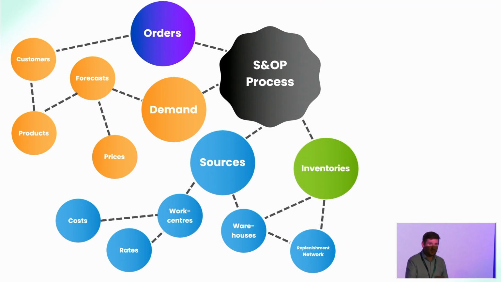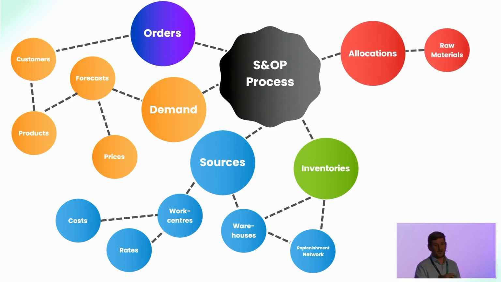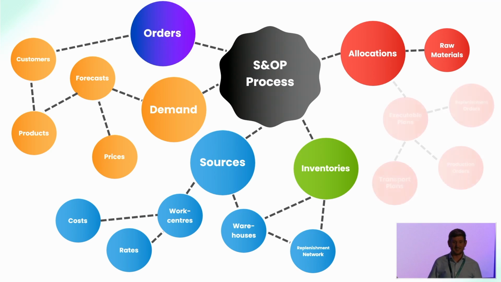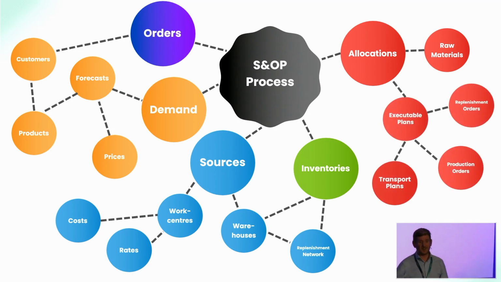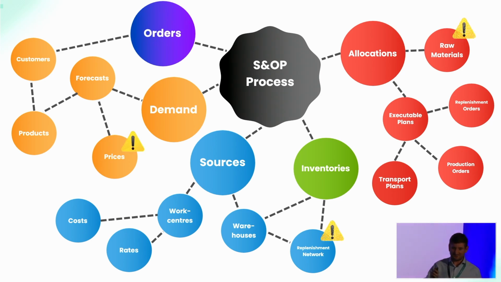We've got our opening inventories. The output of the processes are the allocations, the raw materials we need to acquire for the process, and eventually the executable plans. So our replenishment orders, our production orders, and our transport plans. And this is before the volcanoes then start erupting.